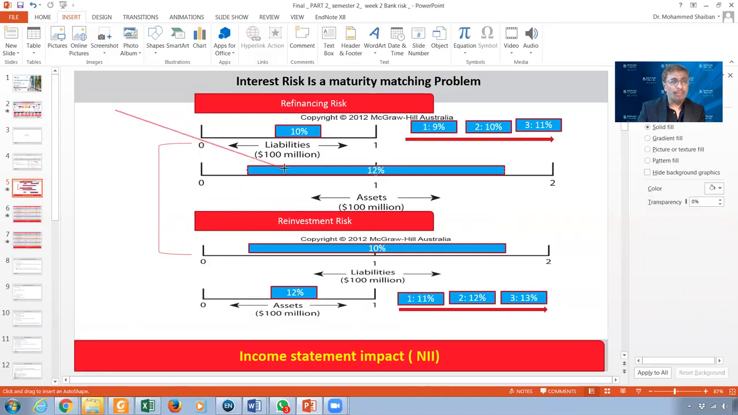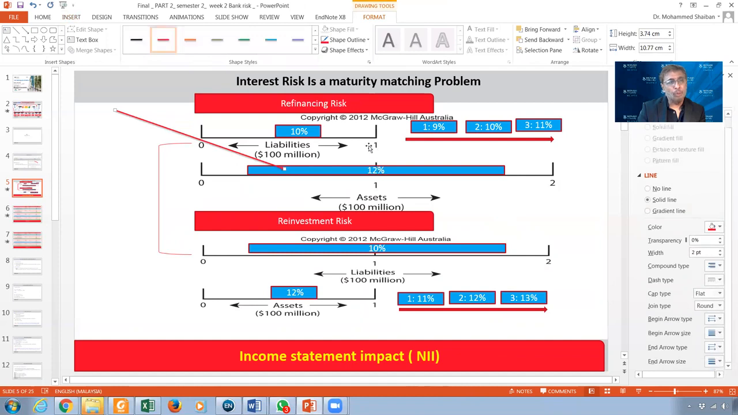Now that is fine. As you can see, for the first year I'm so happy because I'm paying 10% on the deposit and receiving 12%, making a 2% difference on the 100 million, which means I'm making 2 million. The problem is these people, the liability depositors, will come in year one and want their money back. So there are 2 options here.